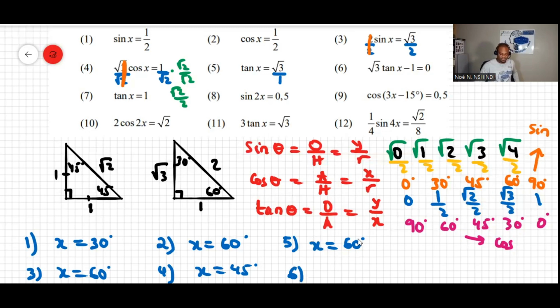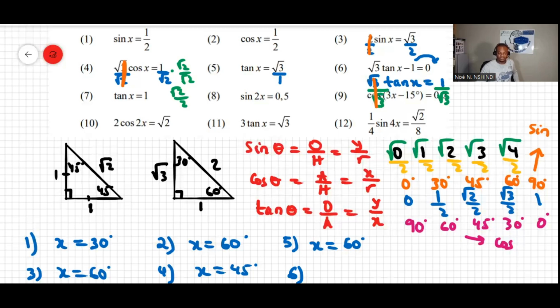Okay, and in question 6, it says that root 3 tan x minus 1 equals 0. In this case, we just move the negative 1 over. It's going to be root 3 tan x equal 1. Now I want to get rid of the root 3. I'll divide here by root 3, and I'll divide the other side also by root 3. And then I know that this will simplify completely. So tan x equal to 1 over root 3.